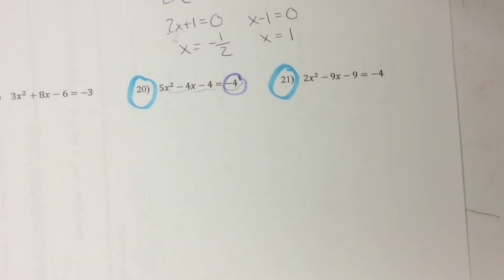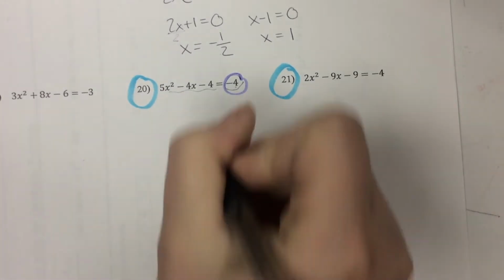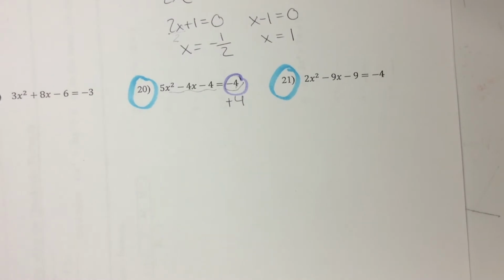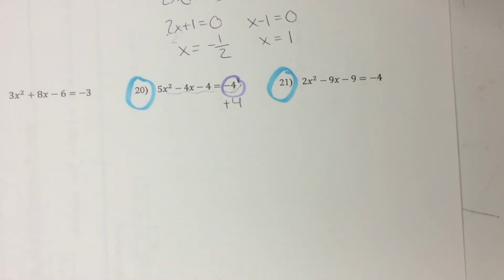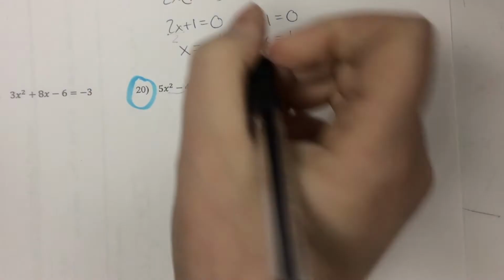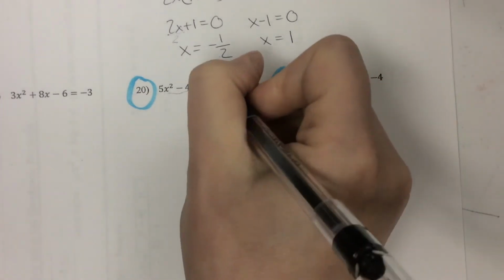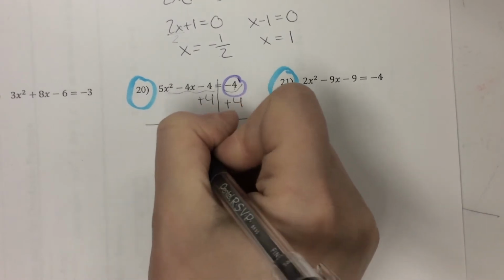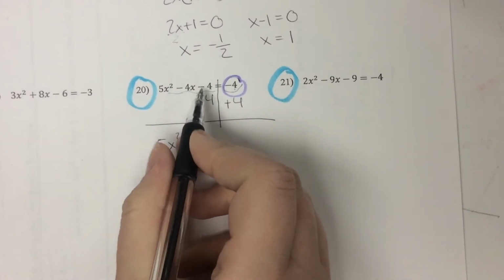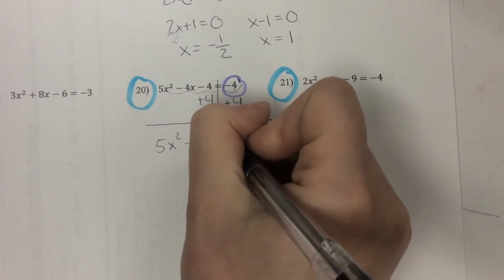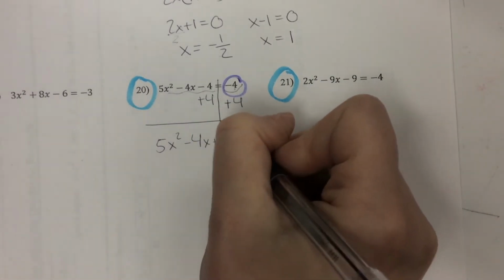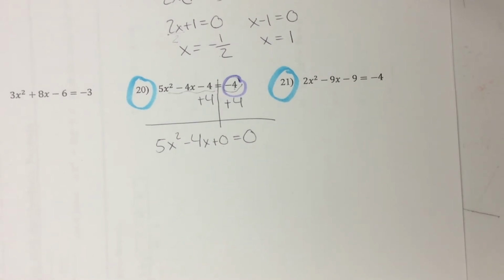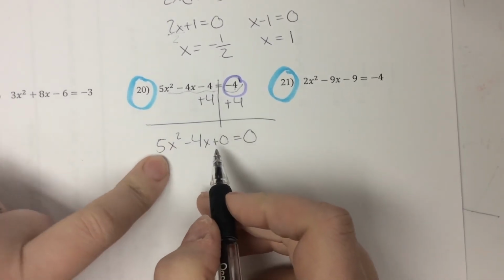If you have a -4 and you want it to be 0, what do you need to do? Add 4. Okay? If I'm -$4 and I want to break even, I need somebody to give me $4. All right, think about it that way. So plus 4 on both sides of this equation. And now I have 5x squared minus 4x. Plus 0. I know it's not there, but I'm just going to write it. Equals 0.